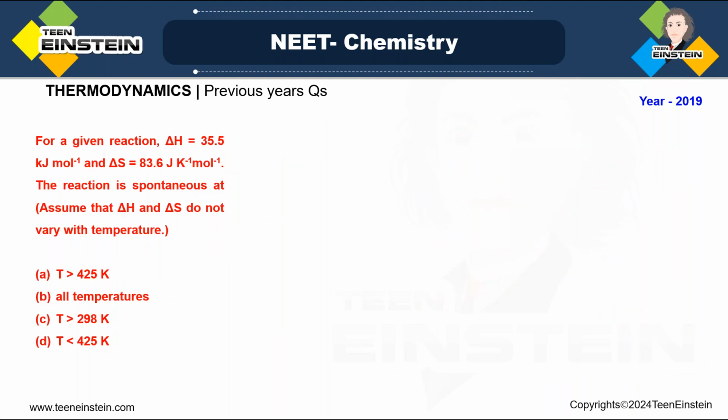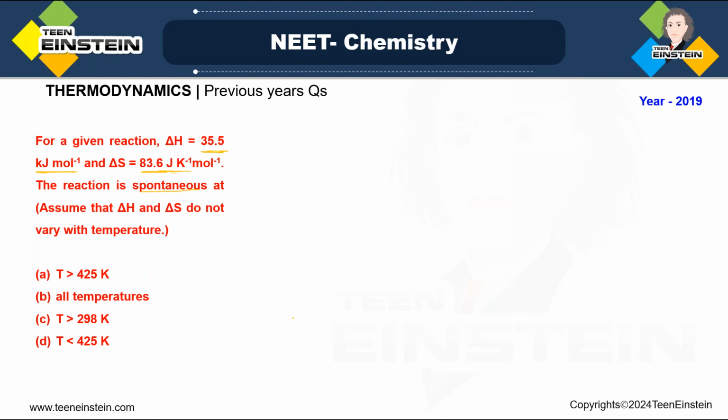For a given reaction, del H value is given, which is 35.5 kilojoule per mole. Del S value is given as 83.6 joule per Kelvin per mole. Be very careful about the unit. It is in kilojoule, it is in joule. Mostly you will see del S is given in joule because the values are so, but del H is given in kilojoule. The reaction is spontaneous at which temperature? That is the question. And within brackets, there is information given: assume that del H and del S do not vary with temperature.